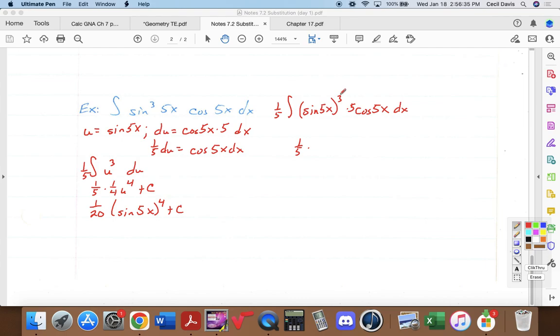So then I'll take the antiderivative of the outside part. So it's 1/4, leave the inside part alone, of sine of 5x to the 4th plus c, which is exactly what we get.